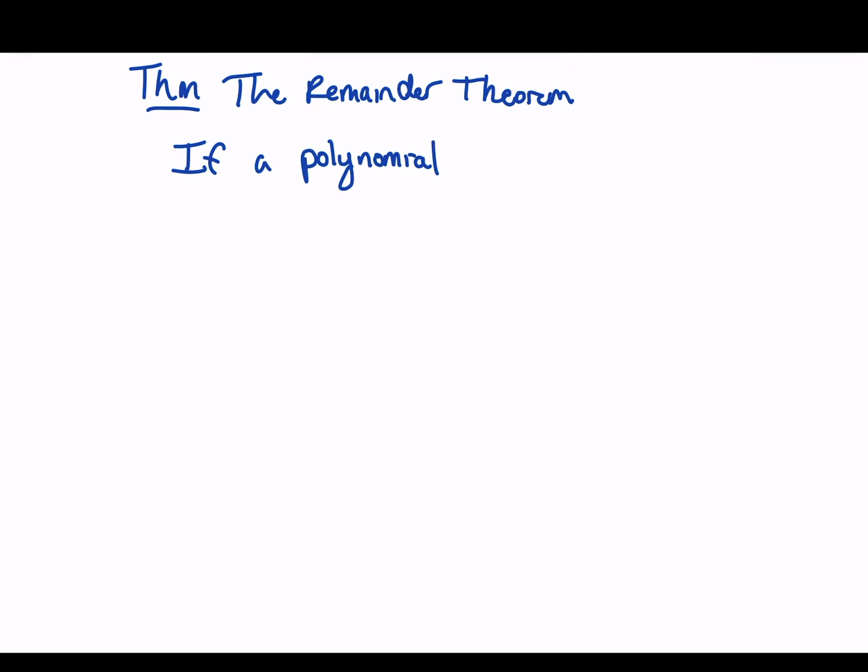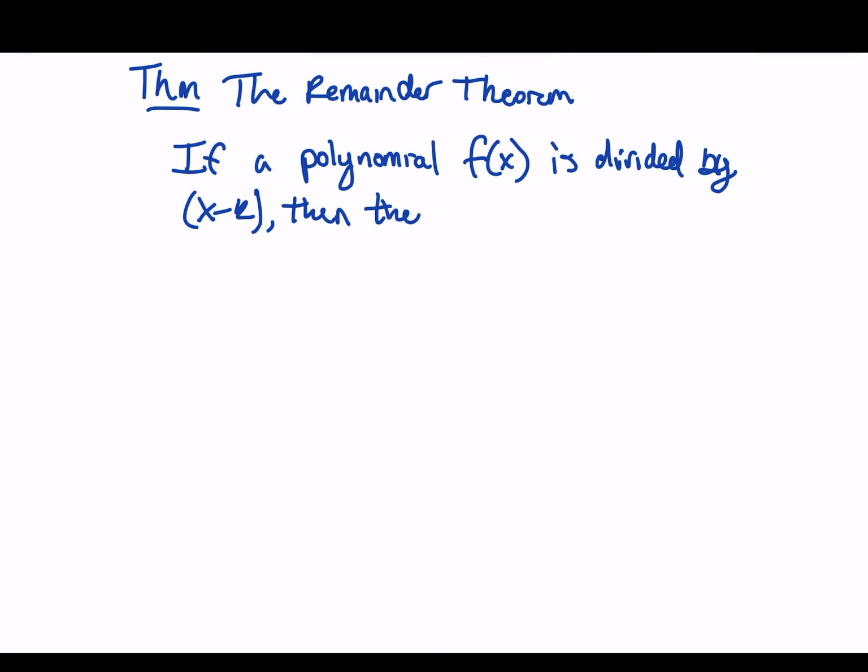We need to start first with a theorem, and that's the remainder theorem. The remainder theorem says that if a polynomial f of x is divided by x minus k, then the remainder of that division is the value f of k.